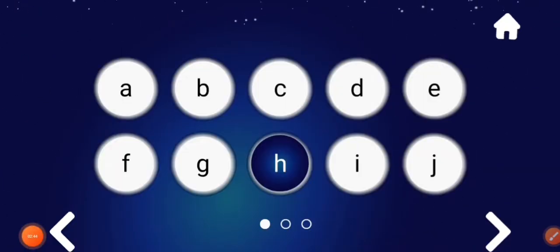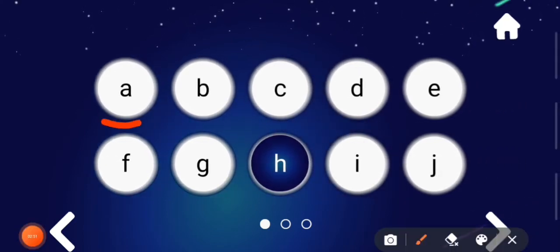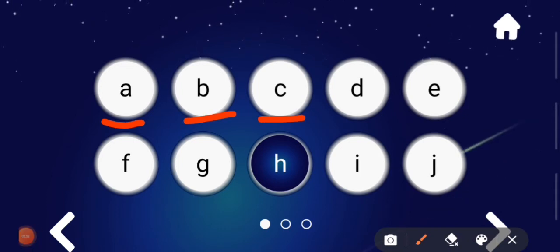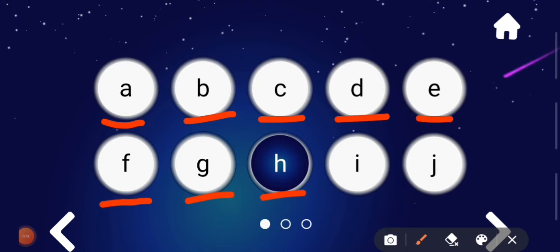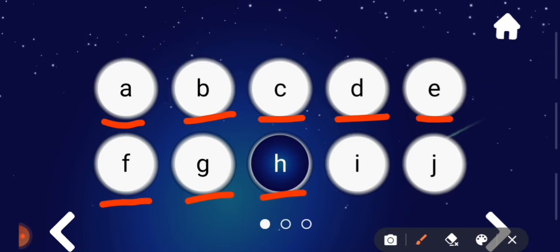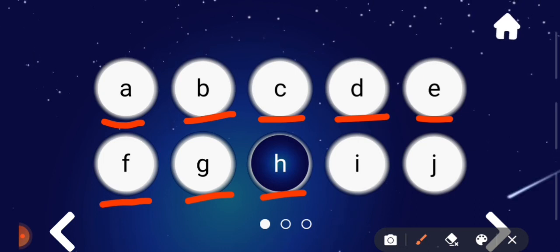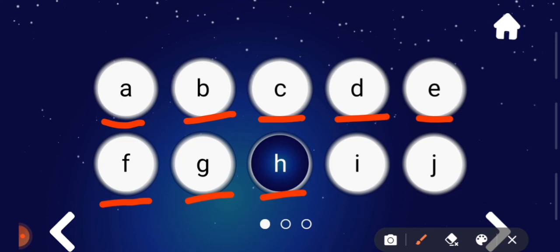So children, you have to practice the letters. A, B, C, D, E, F, G, H. So these letters you have to practice. Understood? Writing practice you have to do. Okay? So everyone do the writing practice.